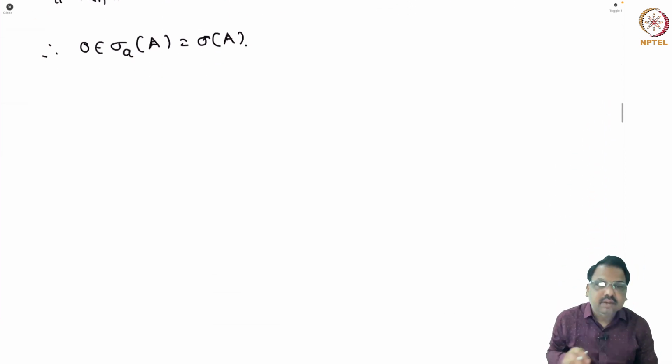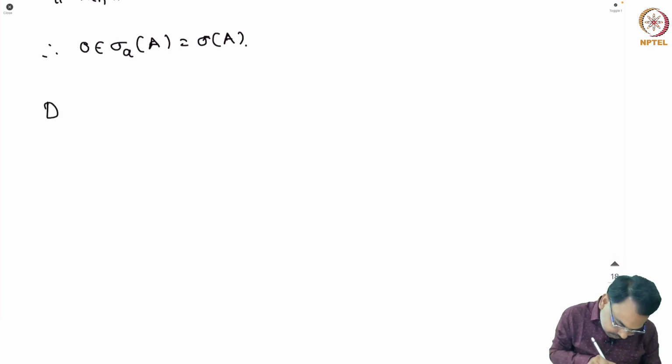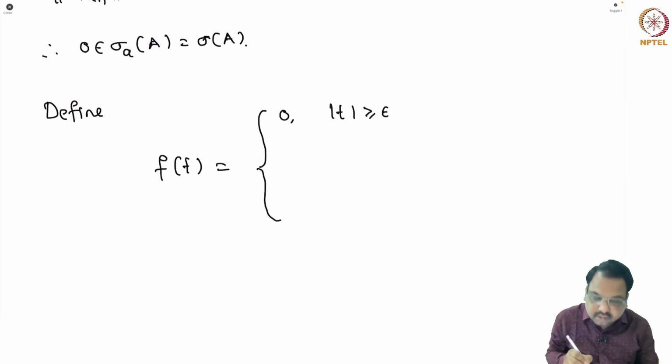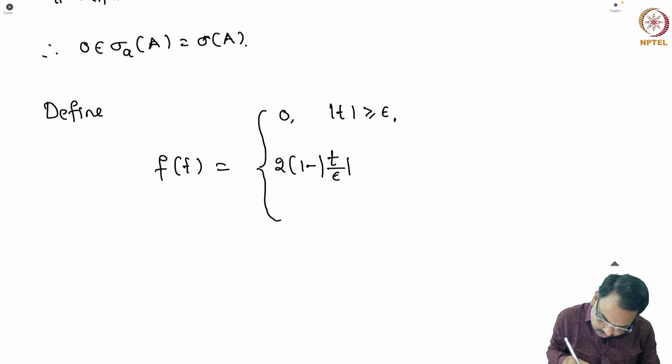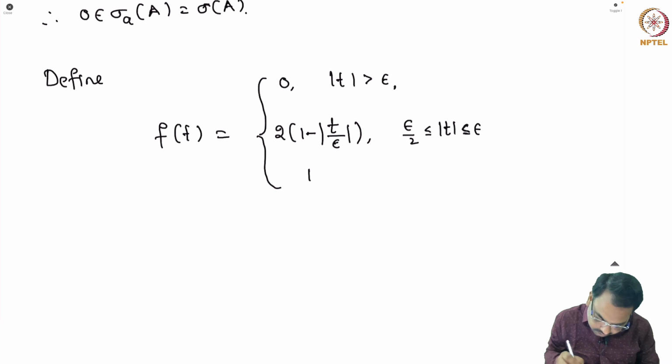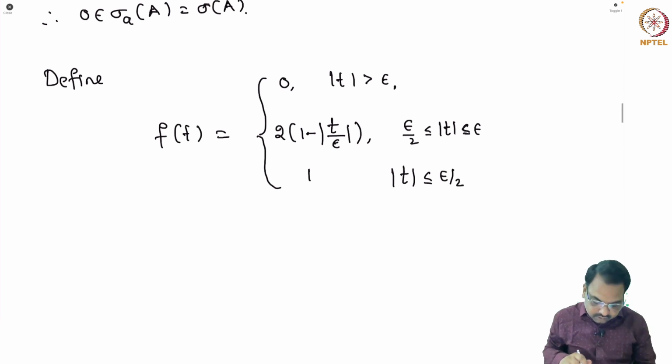Okay, now let us look at a function which depends on the spectrum of T. Define f(t) as 0 when mod t is bigger than or equal to epsilon, 2 into (1 minus mod t by epsilon) when epsilon by 2 is less than or equal to mod t less than epsilon, and 1 when mod t is less than epsilon by 2. So we have a continuous function.